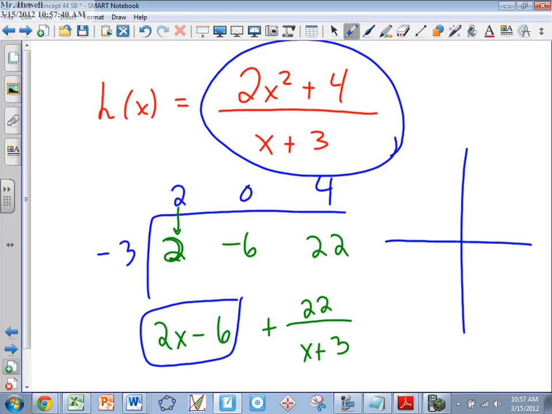Please draw a sketch of this in your notes. Don't just draw it for no reason. Don't just graph it for no reason. Draw a sketch in your notes, please.